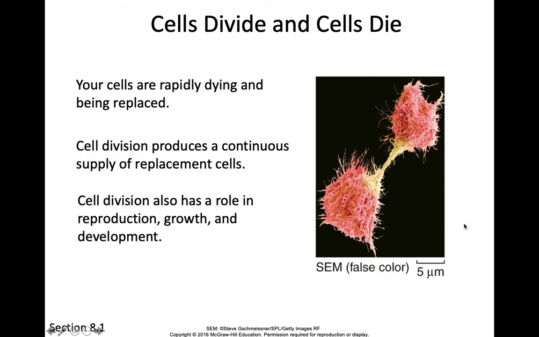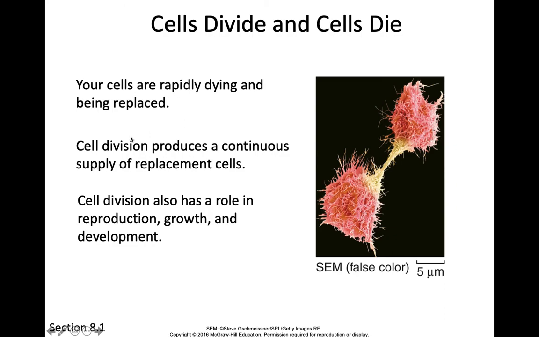Sometimes they get damaged. You cut yourself, they need to repair the damage, so they need to be able to make more cells, things like that. So countless reasons why cells need to divide. Just day-to-day maintenance of your body. Sometimes you need to grow from being tiny as a little small child to an adult, so you need to add more cells to your body, and things like that. So cells divide for countless different reasons.